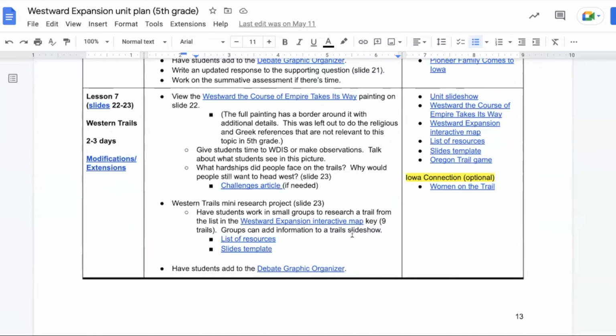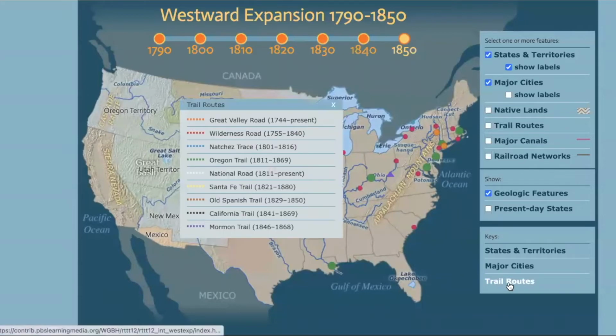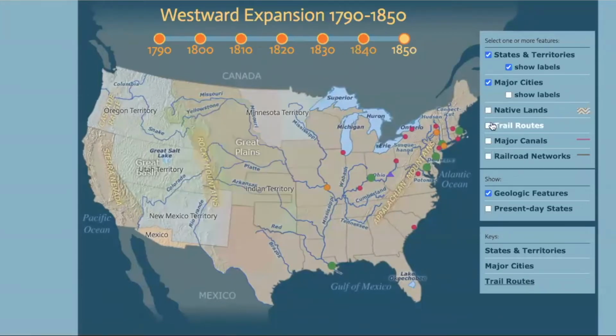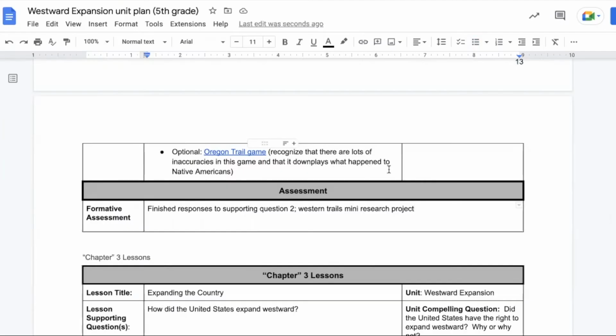They can use an interactive map to find out more information about each trail. They do that by coming down to the trail routes, and they can see the key, and then they click the checkbox so they can see where theirs is tracking. If there's time, there's an Oregon Trail game that students can play. This one is the older one that has some inaccuracies and downplays what happened to Native Americans. There's a newer one that has come out recently that may take a little bit more to access.